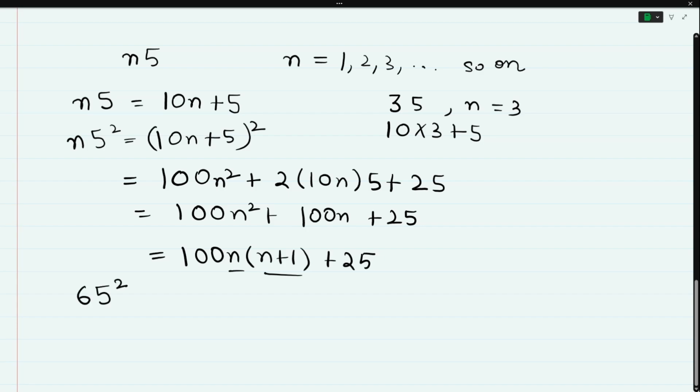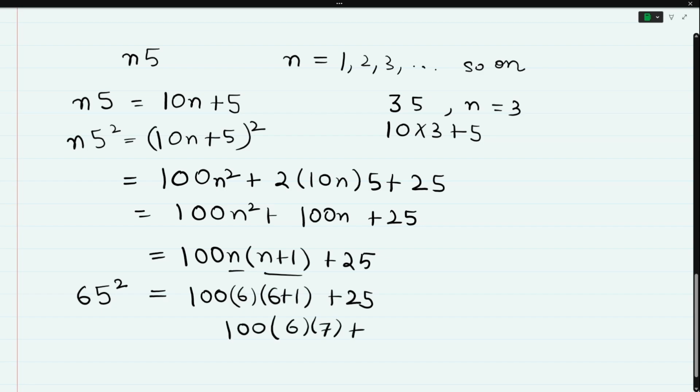Okay, let's take the example of 65. 65 squared is nothing but 100 times 6 times (6 plus 1) plus 25. Okay, we get 100 into 6 into 7 plus 25, which is 4200 plus 25, which is 4225.